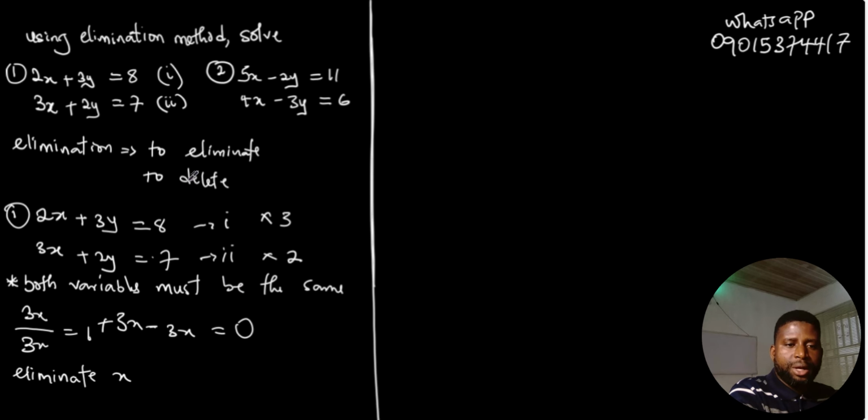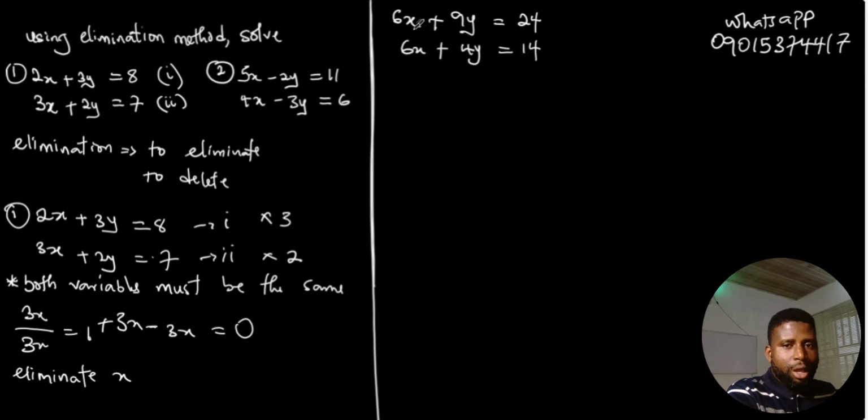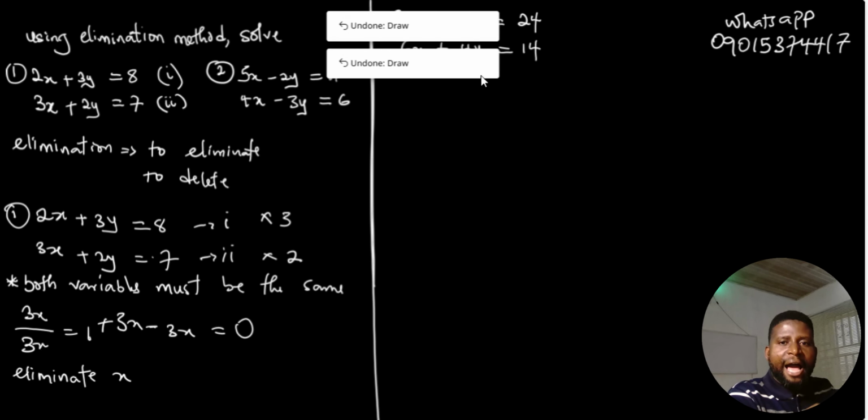So I have 3 times 2x is 6x plus 3 times 3y is 9y equal 3 times 8 is 24. And we have 2 times 3x is 6x plus 2 times 2y is 4y equal 14. So to eliminate 6x, if I add both equations together, 6x plus 6x will give me 12x. So you see that I have not eliminated 6x. So what do we do? Instead of adding both together, I subtract.